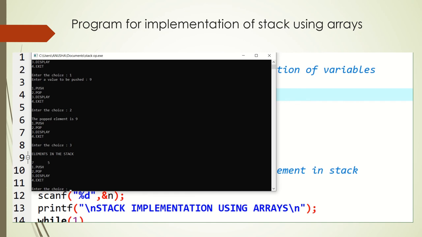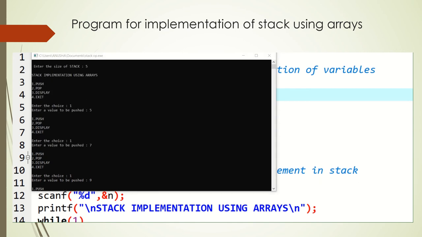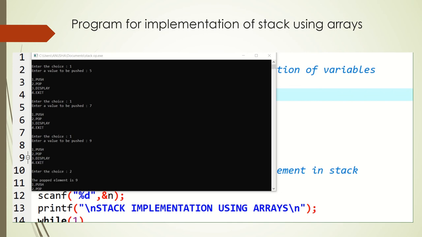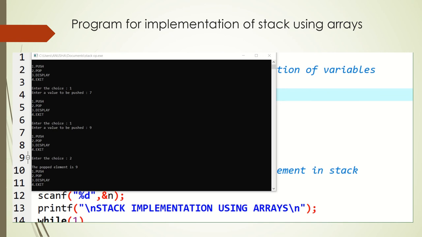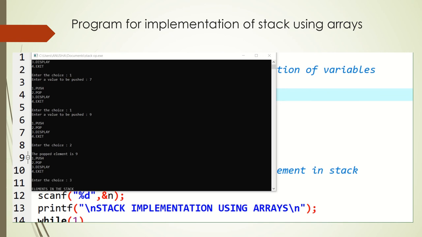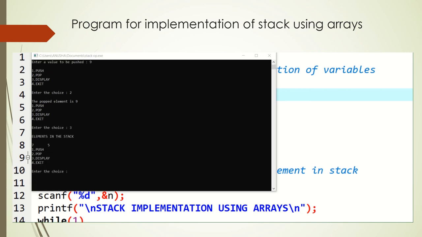You can see here, I have given the size of the stack as 5 and I pushed elements 5, 7 and 9, and I deleted element 9. This is the traversal of the stack: 7 and 5.